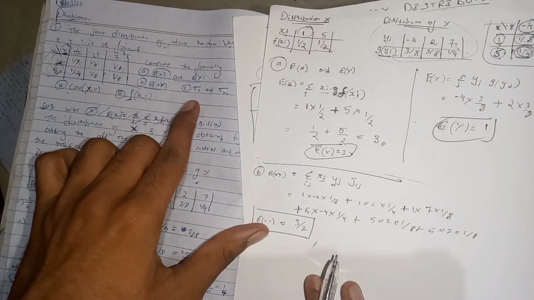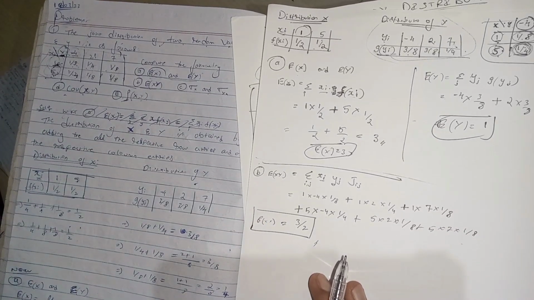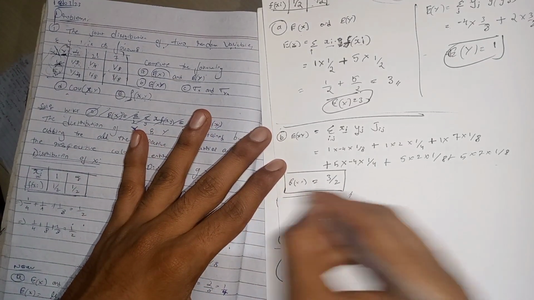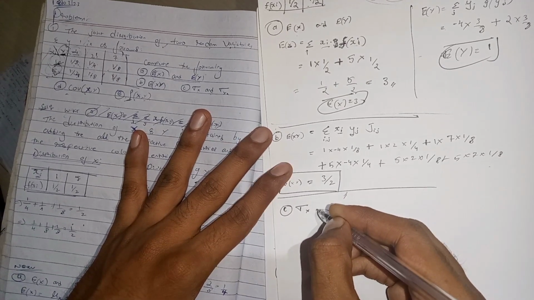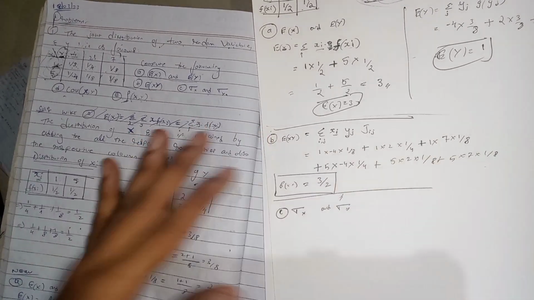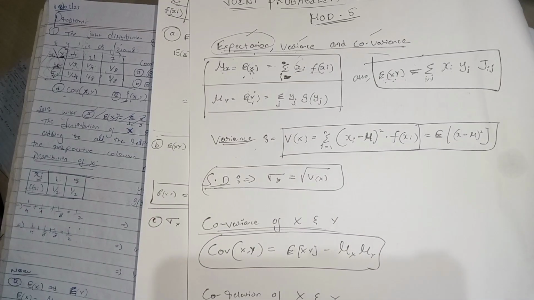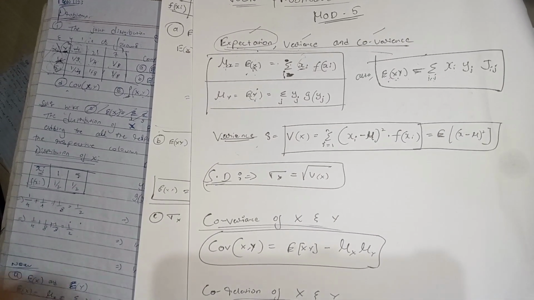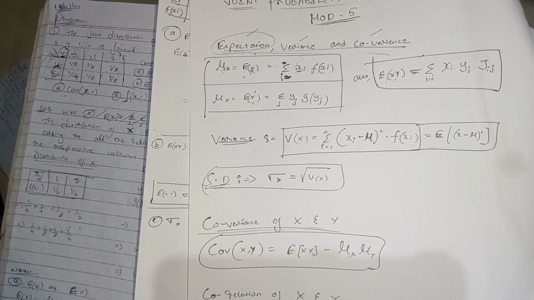They have asked us to find sigma x and sigma y. So let us go back to our formula list. That's why I told you earlier itself that this formula list is very important. You have to memorize it.